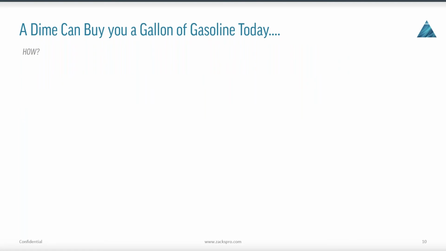So here's another fascinating little history lesson. A dime can buy you a gallon of gasoline today. So how is that possible? I'm telling you right now that one dime can buy you a gallon of gasoline today. So how can that be possible? In 1964, the price of gasoline in the US was approximately 30 cents a gallon, right? So about 3 dimes would buy you a gallon of gasoline in 1964.